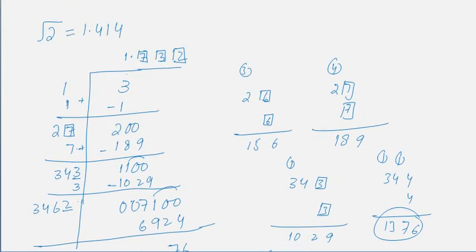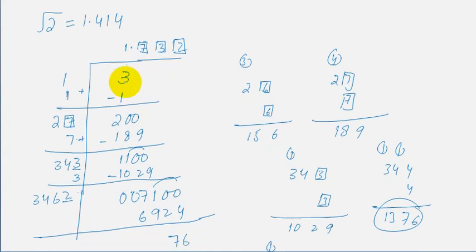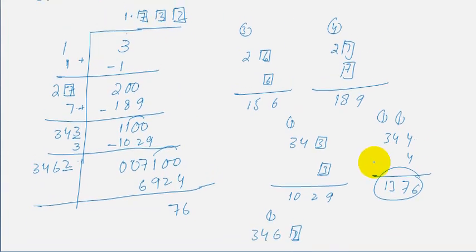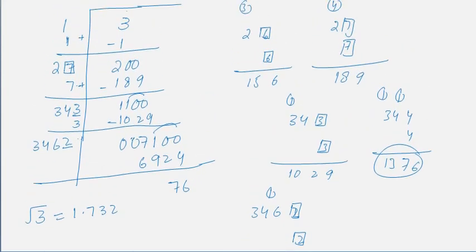So if we have to find square root of 3 up to 3 decimal places, our answer would be that square root of 3 is equal to 1.732. Remember, we found square root of 3 up to 3 decimal places. We can find it up to 4 decimal places, 5 decimal places, up to 2 decimal places. So this is a never ending process. You can find its square root up to any decimal places.